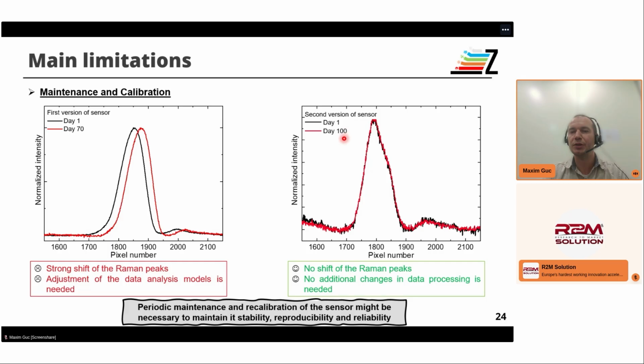So the second version of our sensor already was stable. We measured this over 100 days, and you see that there is no shift of the peak. So we are sure that our sensor is stable during this time of 3 months or even more. So this is what is related to the maintenance and calibration that should provide the correct reliability and reproducibility of the sensor signal. So we should be sure that the signal we are receiving is really related to our samples, to our materials, and not a problem with the sensor.